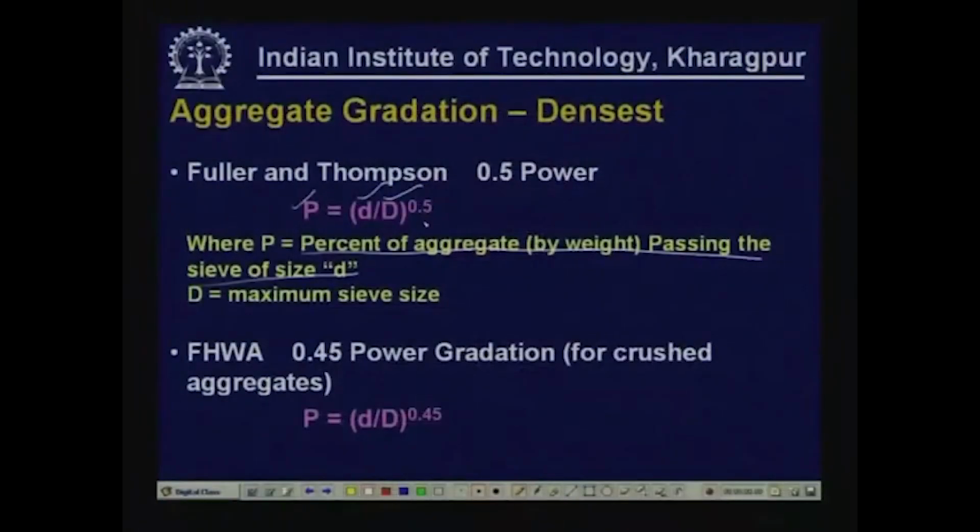FHWA has modified this slightly by considering what is known as the 0.45 power gradation, which has been observed to be applicable for crushed aggregate, which are obviously not rounded in shape or spherical in shape. So, in this case, the percentage passing for a given size of sieve, that is d, will be given as (d by capital D) to the power 0.45 into 100.